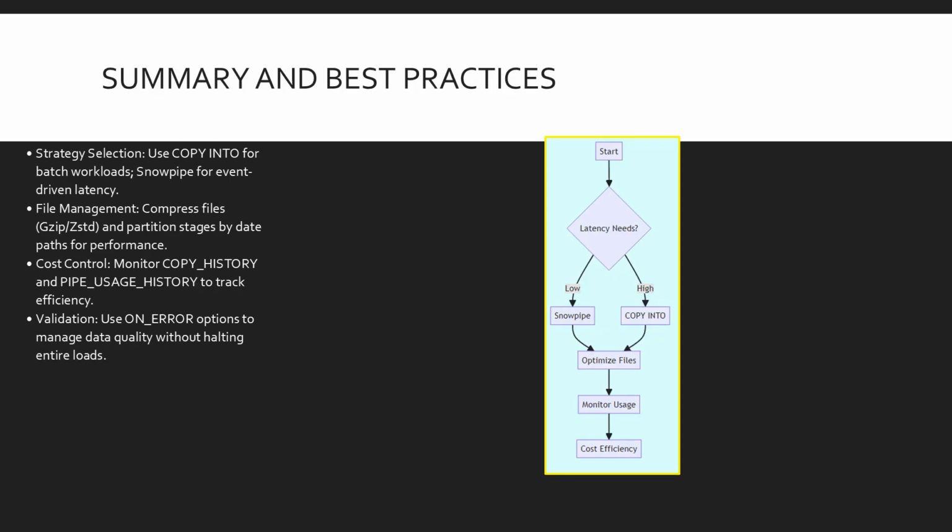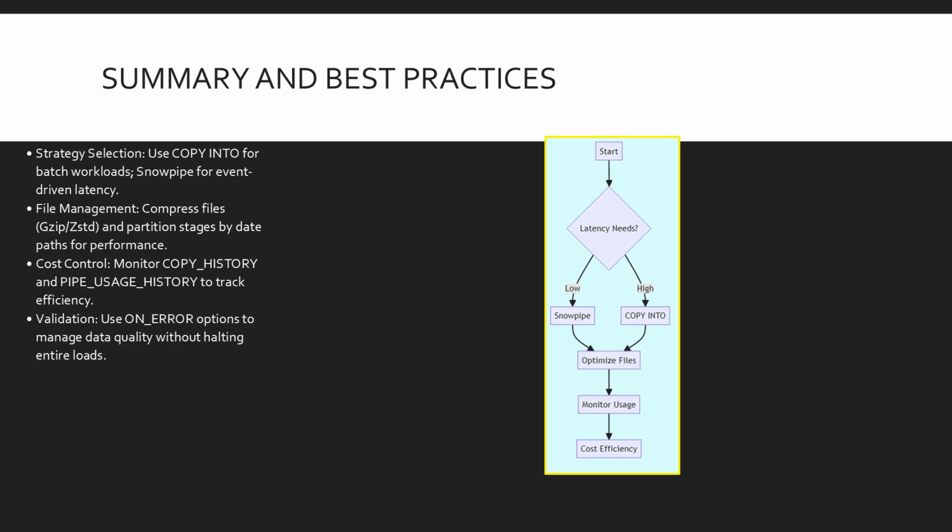To summarize, define your loading strategy based on latency needs. Copy into for batch, Snowpipe for events. The potential impact on cost and speed can be optimized by compressing files and partitioning your stage paths logically. Always monitor your load history views to track credit consumption. Finally, define your error handling strategy using on-error options to ensure your data pipelines are robust and don't fail completely due to minor data quality issues.